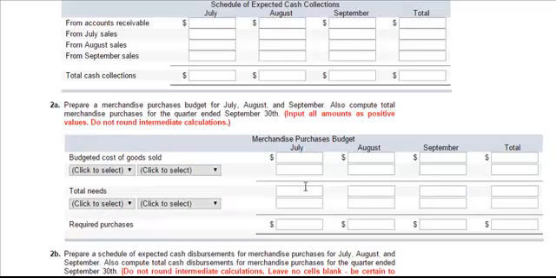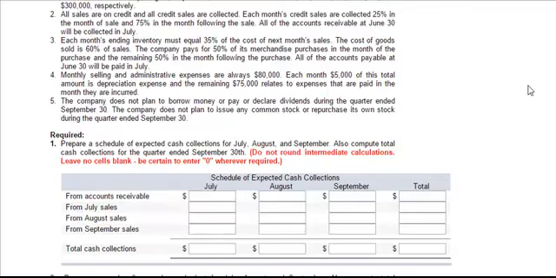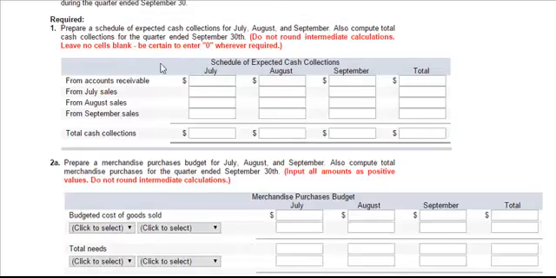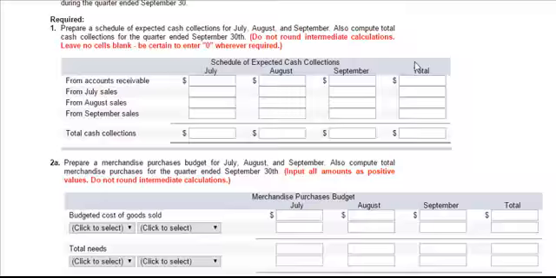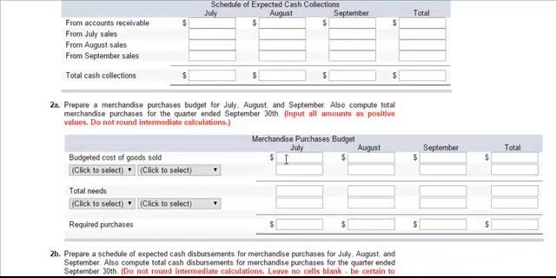For the merchandise purchases budget, for the budgeted cost of goods sold line, what we will do is look up here at the directions. It says cost of goods sold is 60% of sales. So we need to go back to our sales figures, multiply them by 60%, and that will be our budgeted cost of goods sold for each of the months.